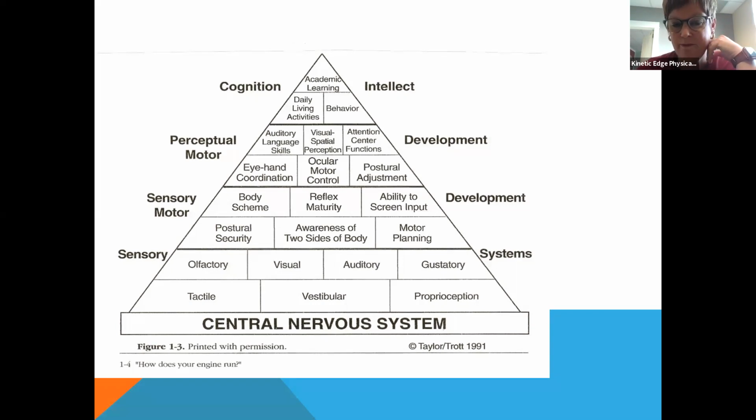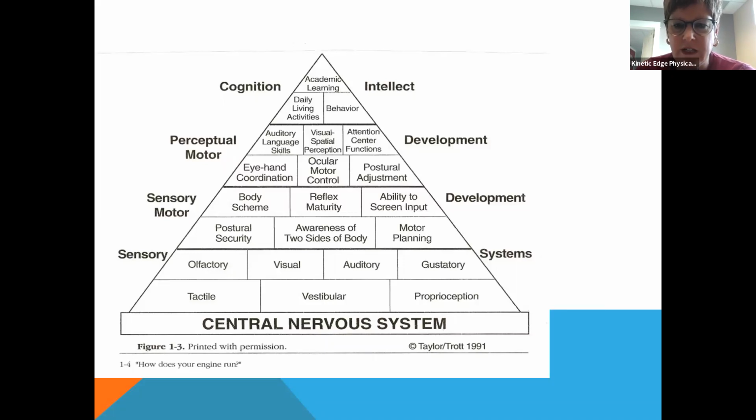At the very bottom of this pyramid is the sensory systems. You can see then that they are the foundation upon which everything else is built. That's why when we have a child who is struggling maybe with behavior, we always want to look at the bottom first. When we work with kids at Kinetic Edge, we do a bottom-up approach to determining where we need to work and what skills we need to work on. Sensory processing and reflex integration are the two areas that we look at first.